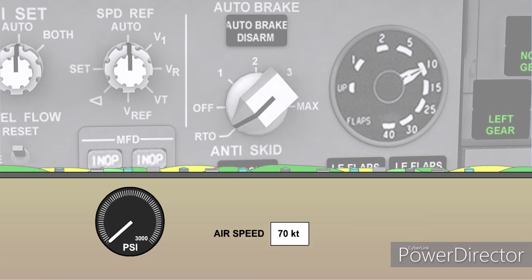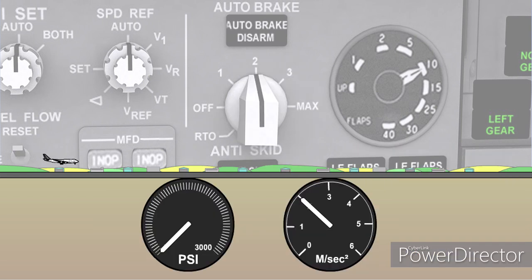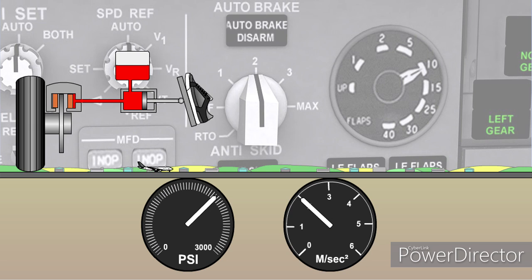With RTO selected, maximum brake pressure, modulated by the anti-skid unit, will be applied automatically when all thrust levers are closed, at ground speeds above a specific speed depending on aircraft type, normally around 85 knots. This brings the aircraft to a stop in the shortest possible distance. If a rejected takeoff is initiated below this specific speed, the auto-brake system will not be activated, and manual braking will be required. The pilot can disarm the auto-brake at any time and revert to manual braking simply by applying pressure to the brake pedals.